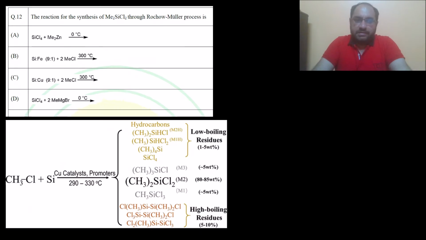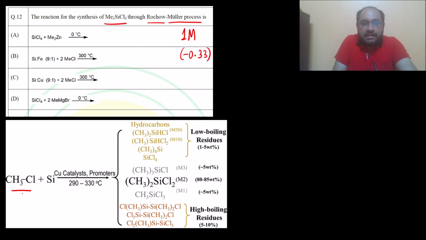Let us see the next question, question 12. Synthesis of Me2SiCl2 through the Rochow-Müller process. This type of question has not been asked before in the GATE exam, so you answer such questions only if you are sure. If you are not sure, don't answer such questions. It is for 1 mark. You will get a negative marking of minus 0.33. So what is the general theory behind this process?